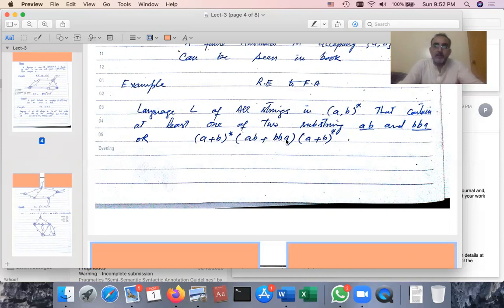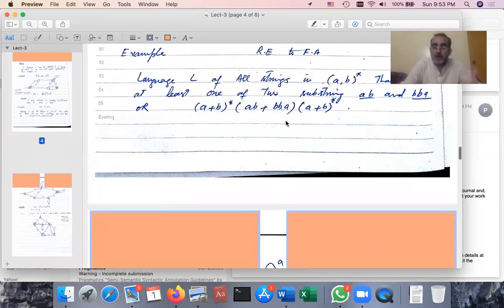So how can you write the regular expression? AB plus BBA, where plus means union, either this one or that one. And then you can put (A plus B) whole star, which means A or B, whole star, all possible combinations in the beginning. And (A plus B) whole star, which means all possible combinations of A and B at the end. Now this can be null, so A or B can be at the beginning. And also this can be null, so A and B can be at the end of the string. And if we have something from here and something from here, then A or B can be in between the string. So this is a perfect regular expression for this definition of the language. And now we have to draw the FA.